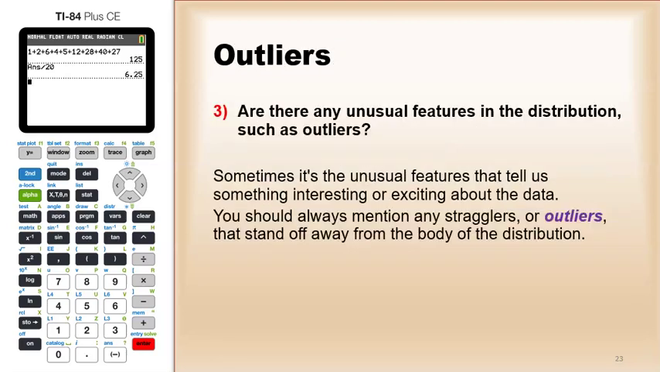Alright, and the last thing we want to concern ourselves with are outliers. So are there any unusual features in the distribution such as outliers? Sometimes it's the unusual features that tell us something interesting or exciting about the data. You should always mention any stragglers or outliers that stand off away from the body of the distribution. For one thing, outliers have a big impact on means and standard deviations. And another thing is that it could be an indication of a typo or some error in your data set, or it could just be something interesting.